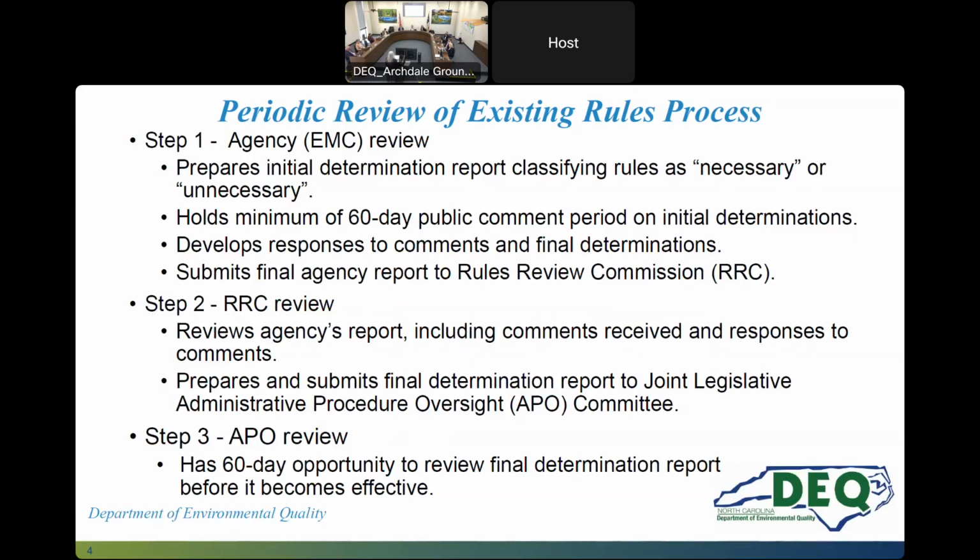And then the third and final step is the Administrative Procedure Oversight Committee's review. They have a 60-day opportunity to review the final determination report that's forwarded to them from RRC before it actually becomes effective.